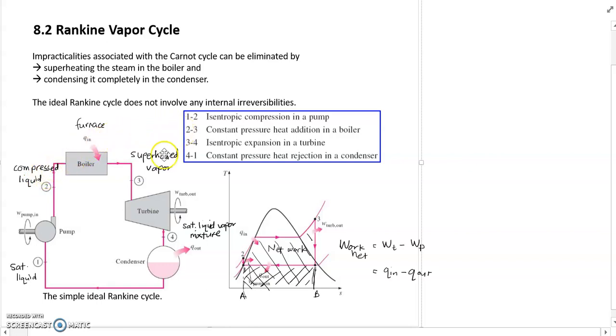leaves as a superheated vapor, steam. At state 3, your boiler will get heat, Q in, from the furnace or nuclear reactor. And then from process 3, your superheated vapor will enter the turbine, where it expands isentropically.